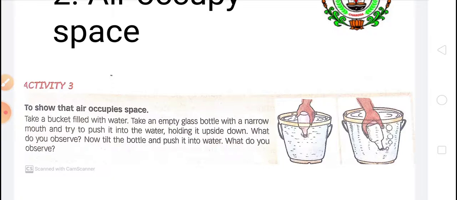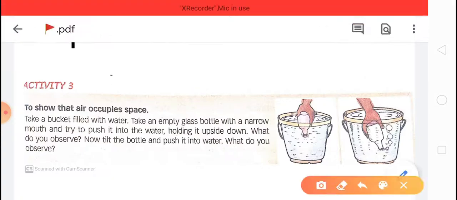Hold the bottle upside down. What do you observe? Children, you will observe that the bottle, when you dip it straight, does not go into the water. When you try to push the bottle inside, it does not go into the water because the air inside the bottle does not let the water enter it.